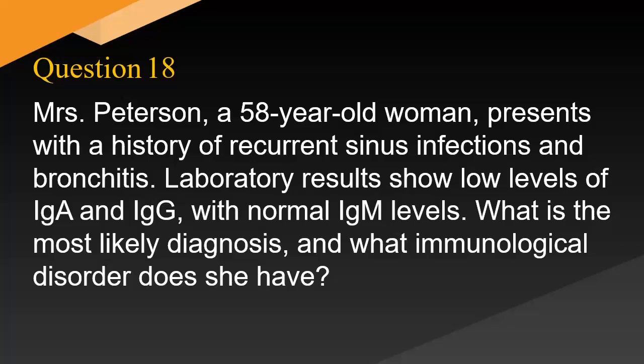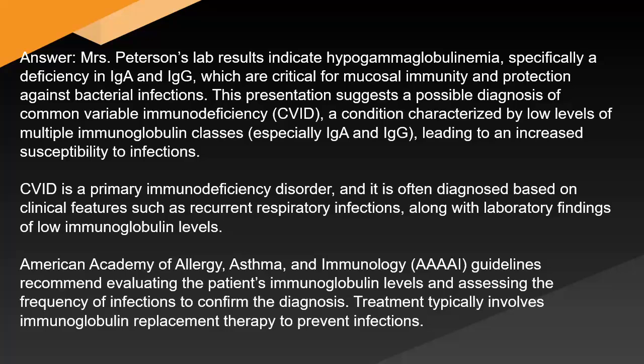What is the most likely diagnosis and what immunological disorder does she have? Answer: Mrs. Peterson's lab results indicate hypogammaglobulinemia, specifically a deficiency in IgA and IgG, which are critical for mucosal immunity and protection against bacterial infections.